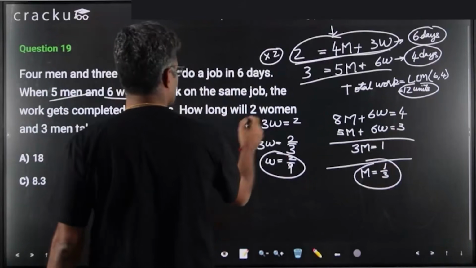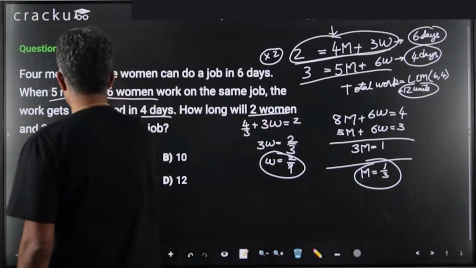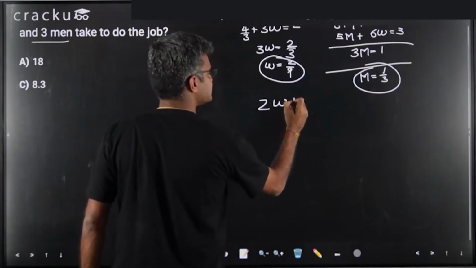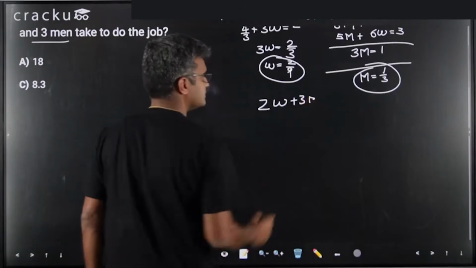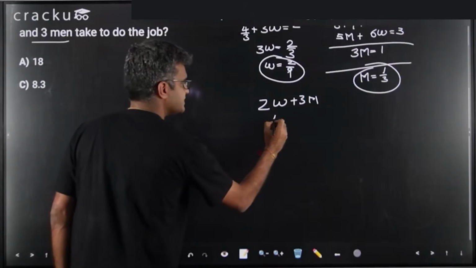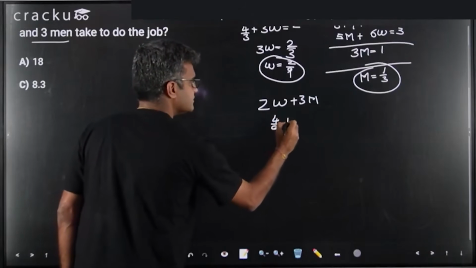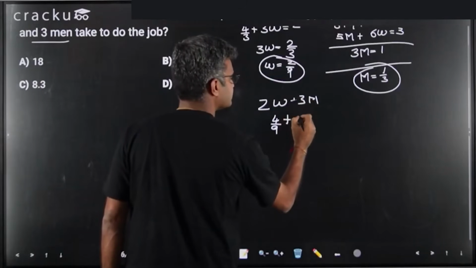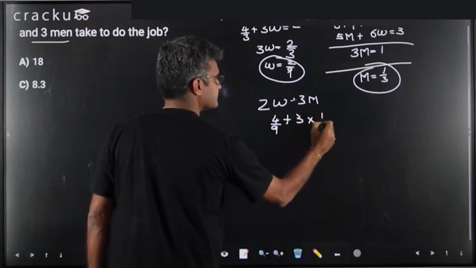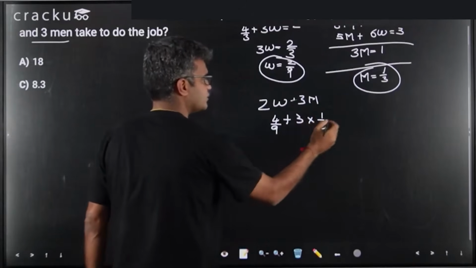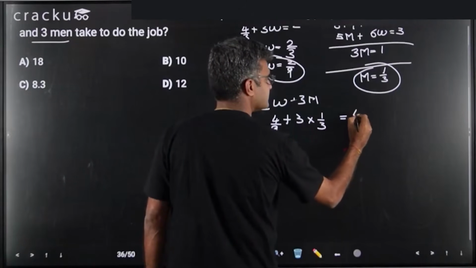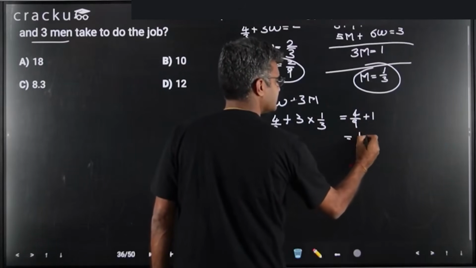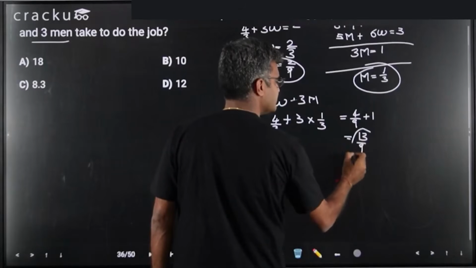We need to calculate how long it will take 2 women and 3 men. So what is 2 women plus 3 men? 1 woman does 2 by 9 units of work in a day. So this is 4 by 9 plus 3 men is 3 into 1 by 3. So this is basically equal to 1. So this is 4 by 9 plus 1, which is equal to 13 by 9. This is the amount of work done by this group in one day.